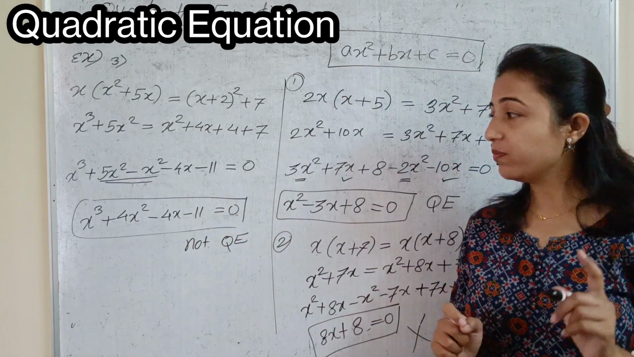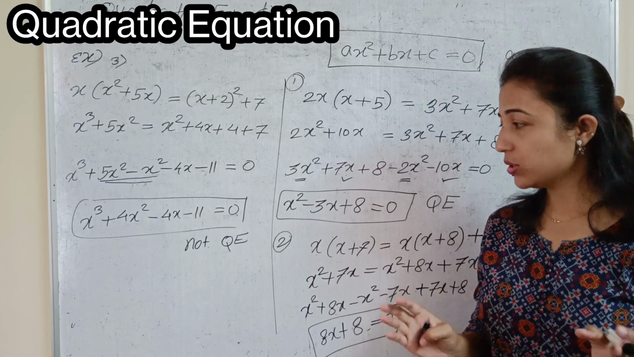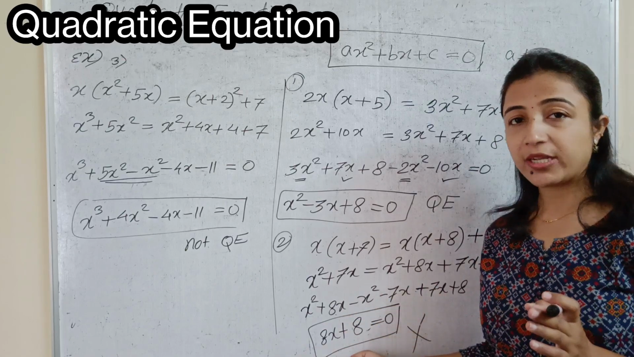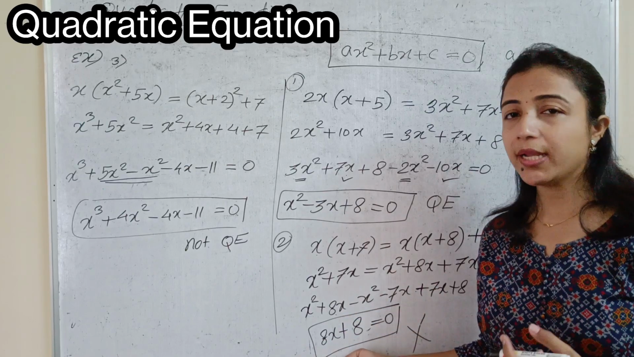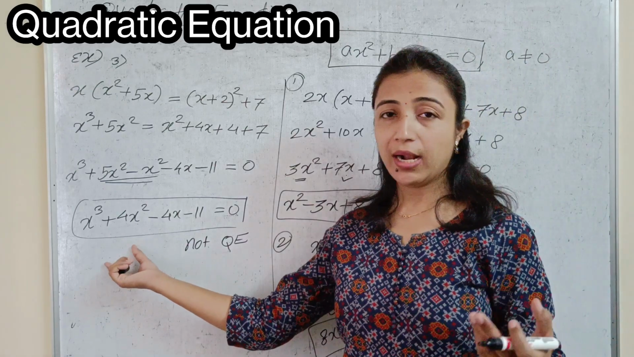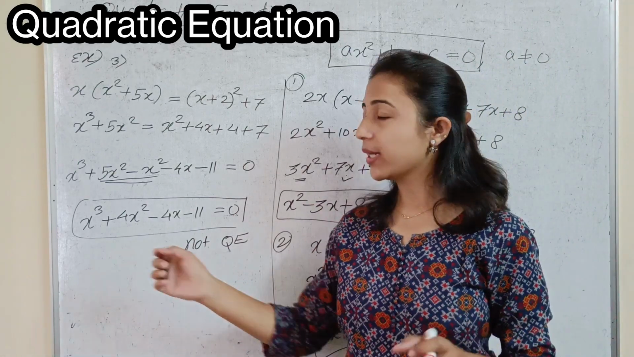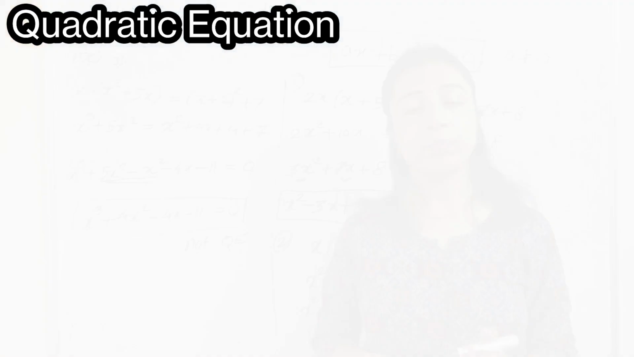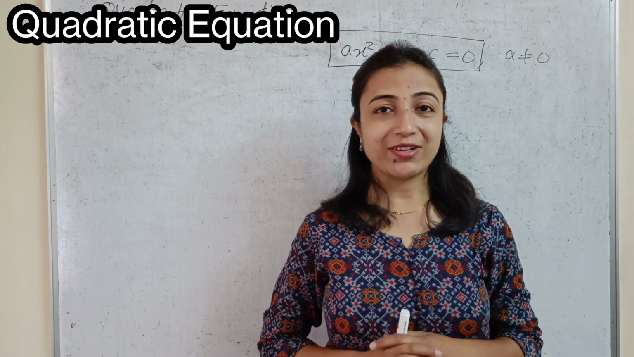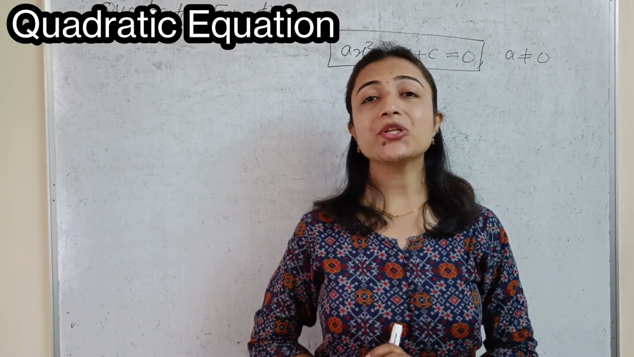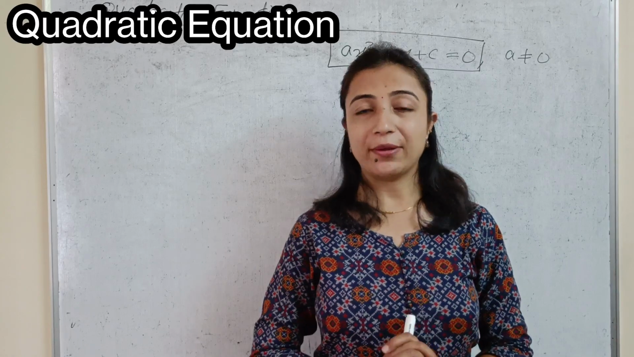And the coefficient of x square is not equal to 0. Because here the coefficient of x square is 0, that means it does not contain an x square term. If the power is higher than 2, again it is not a quadratic equation. So we know what a quadratic equation is. Next we see where it is actually useful in our daily life.